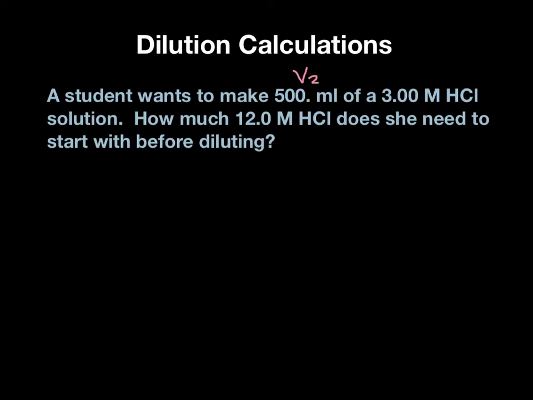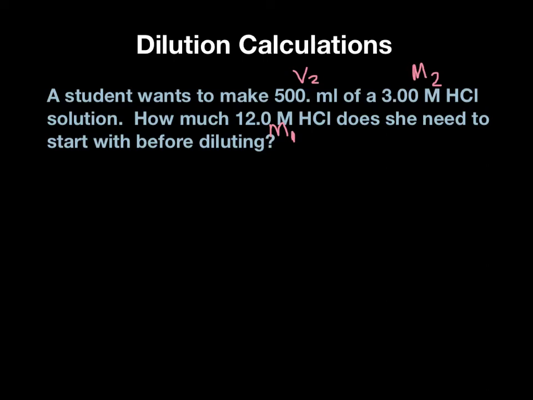This is a molarity right here, so that's M, and it goes along with that volume, so that's M2. That's what the student wants to come out with. This is what they started out with. How much 12 molar HCl does she need to start before diluting? This is a molarity here also, but this has got to be M1. That's what she started out with.